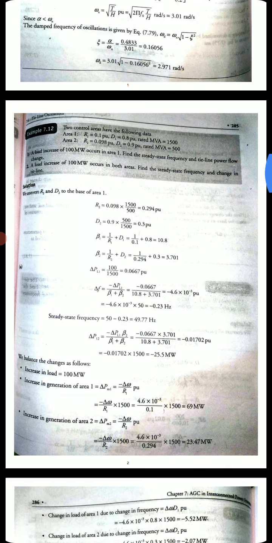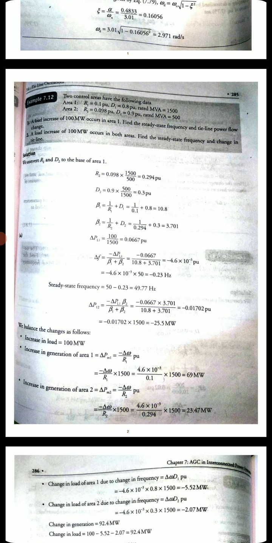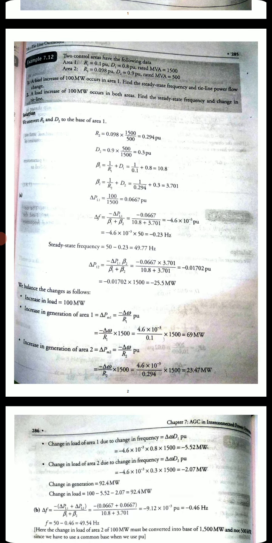Finding beta 1 and beta 2, 1 over R plus D: for beta 1 it is 1 over R1 plus D1, for beta 2 it is 1 over R2 plus D2. We will get 10.8 and 3.701 as beta 1 and beta 2 respectively. So delta PL1, the increase in the load, is 100 on the base of 1500, so we will get 0.0667 per unit.